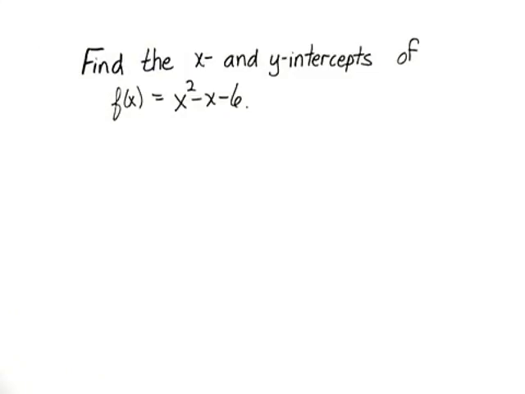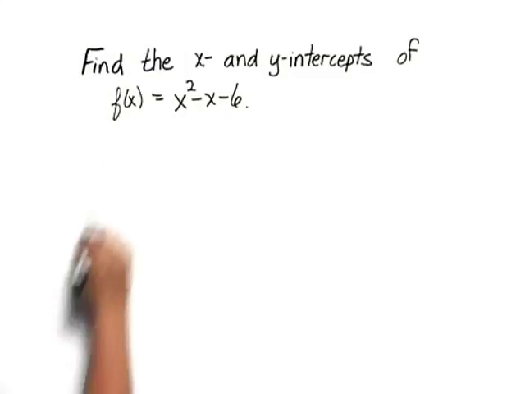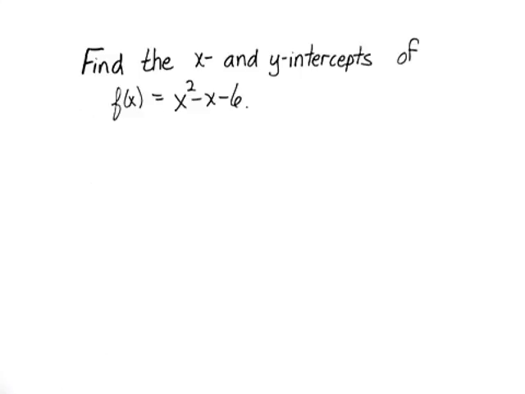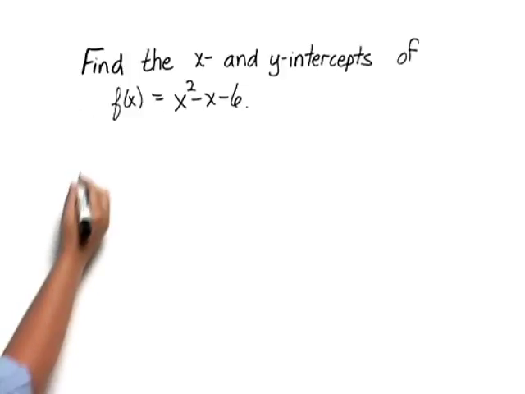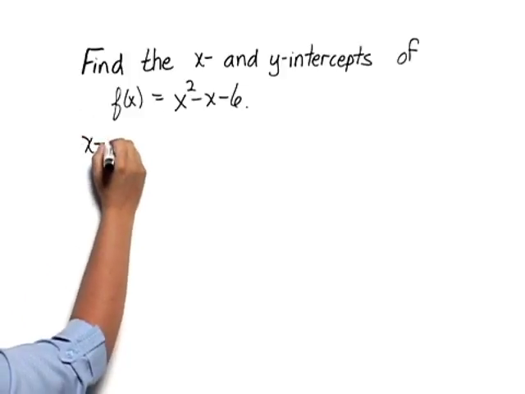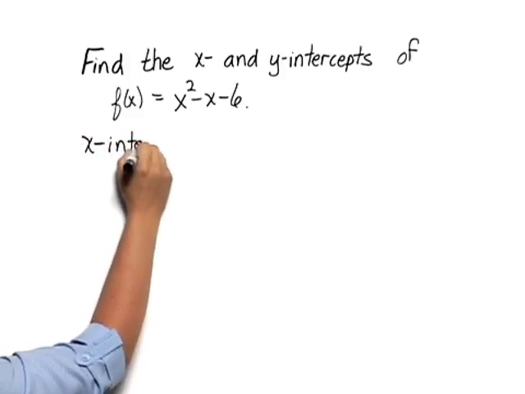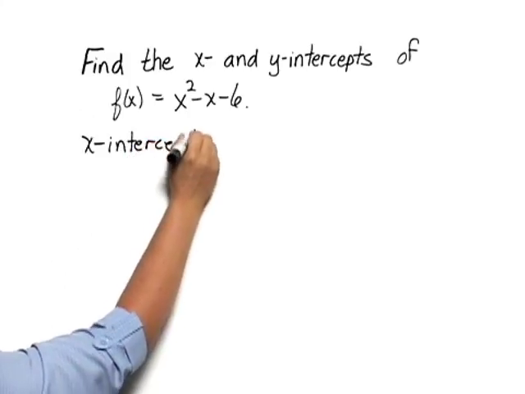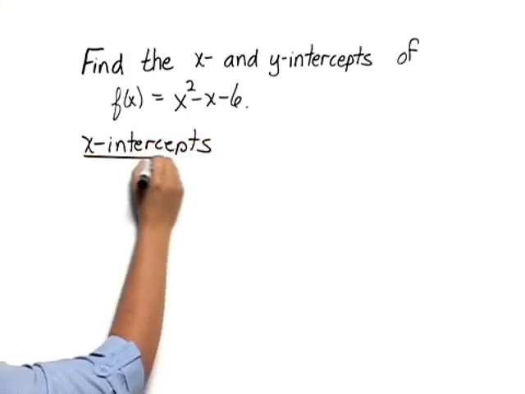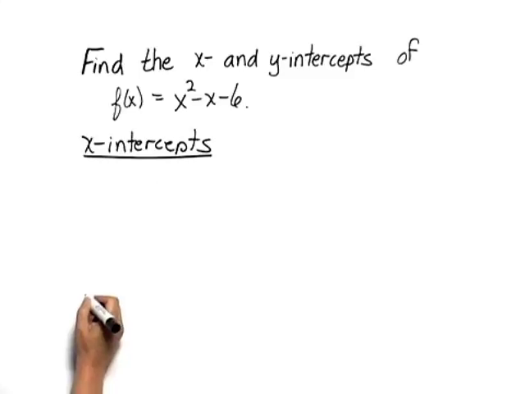Find the x and y intercepts of f(x) = x² − x − 6. To find the intercepts, we do not need to graph, we just need to find the points. So let's start by finding the x-intercepts. There could be more than one. Any x-intercepts are going to be the x values for which f(x) is 0.